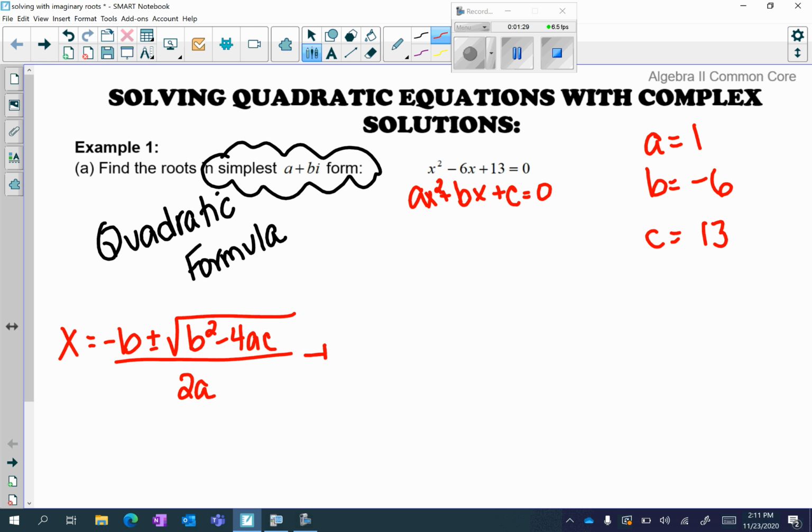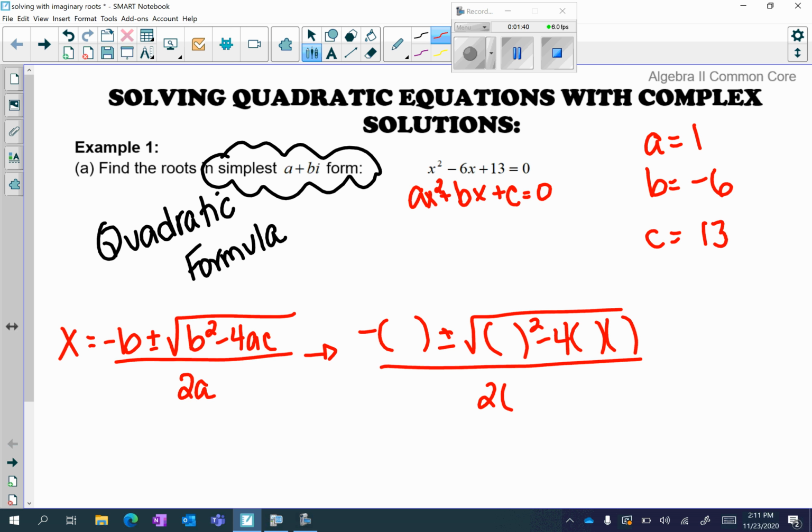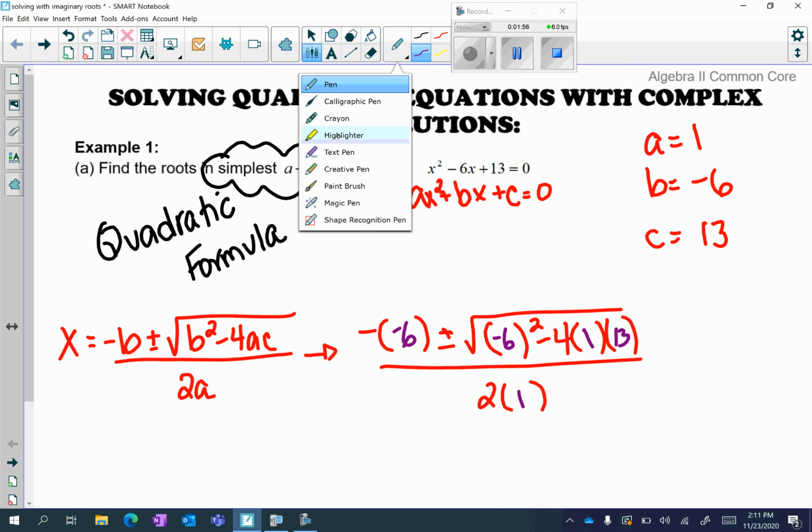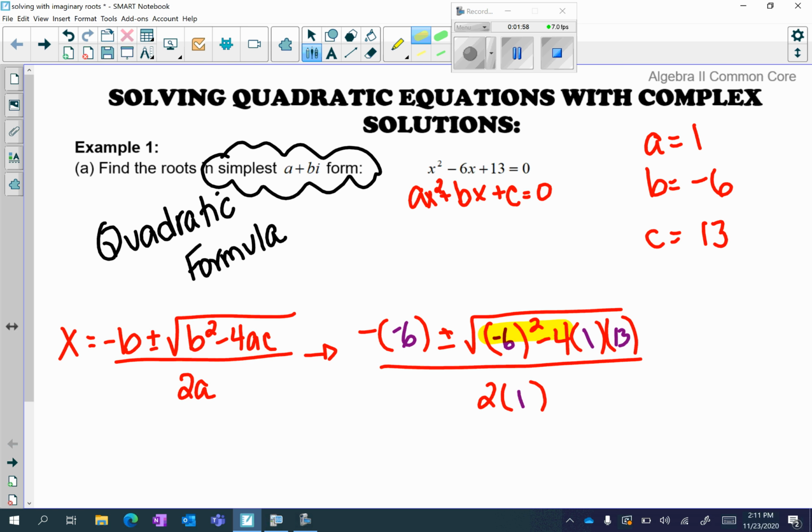So I'm going to start by setting up my parentheses anywhere I see a variable, so that way I can go right ahead and substitute in. So I have -6 for B, I have 1 for A, and I have 13 for C. Remember that underneath the radical is what we put into the calculator, exactly as you see it.